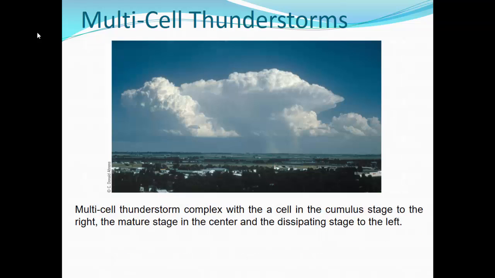And a nice view of multi-cell thunderstorms. In this situation, our storms are actually moving along in the opposite direction, where we have the cell in the cumulus stage to the far right. So that's the growth stage. The mature stage, again, right there in the center, and the dissipating stage is to the left. So the storms are moving along from right to left, and the inflow, the updraft, is occurring on the right side of it. So that updraft's not being cut off, and new cells develop. And this is what we typically see in Central Florida when we get big clusters of thunderstorms occurring, is this type of multi-cell storm development.